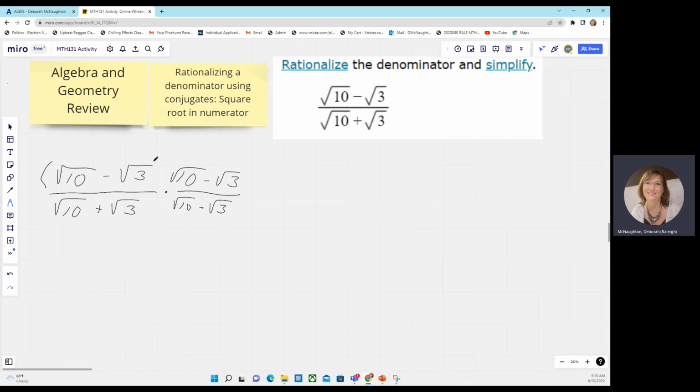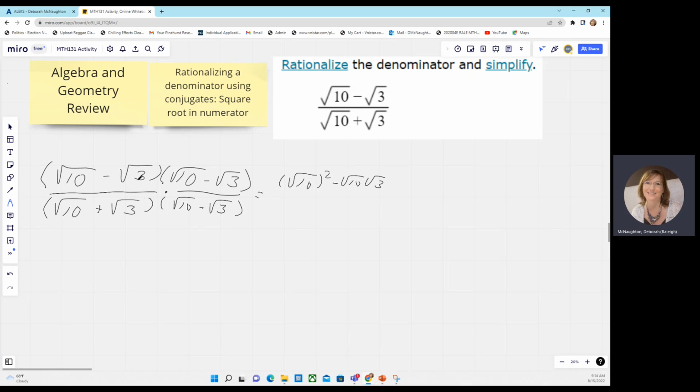So now we multiply, we do this in the numerator, right? And we do this also to the denominator. So we're just going to multiply straight across. So I'm going to FOIL. So I get the square root of 10 squared. It's the first term, square root of 10 times square root of 10. And then I get the square root of 10 times minus square root of 3. So I get minus square root of 10 square root of 3.